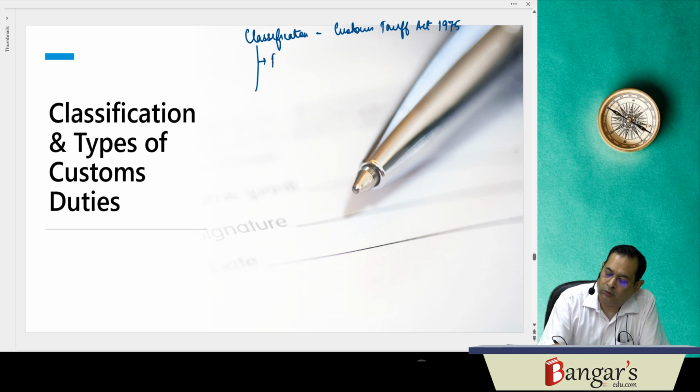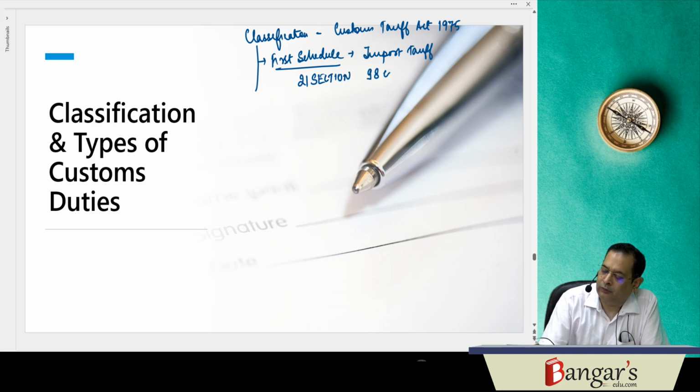The first schedule contains the goods which are chargeable with the import duties of customs. Hence, it is known as import tariff. It contains 21 sections and 98 chapters, in which the goods are listed which are chargeable with the import duties of customs. Then, certain goods are also chargeable with export duties. They are provided in the second schedule, that is known as export tariff.